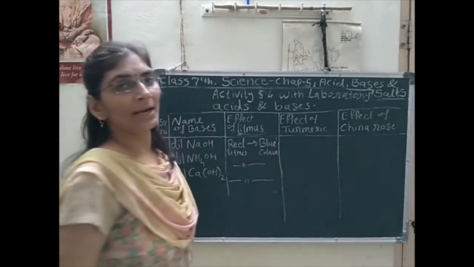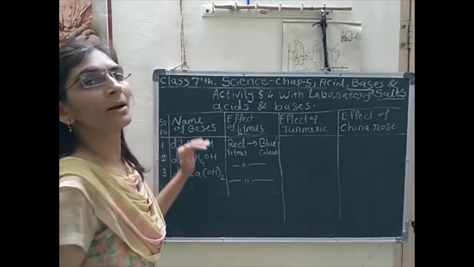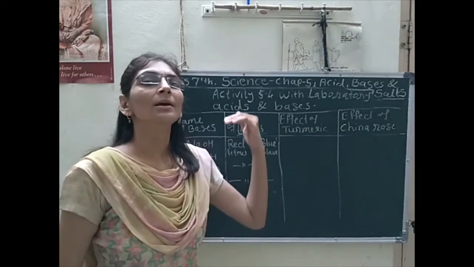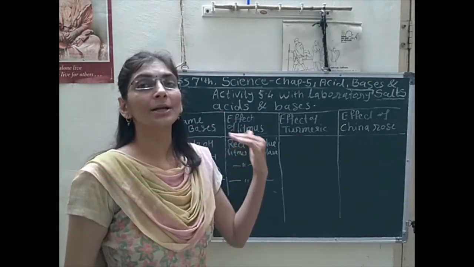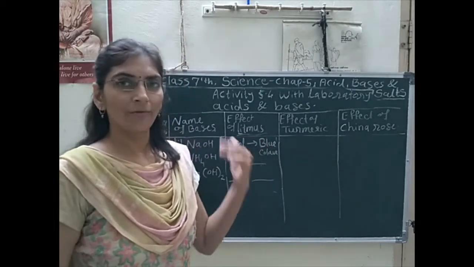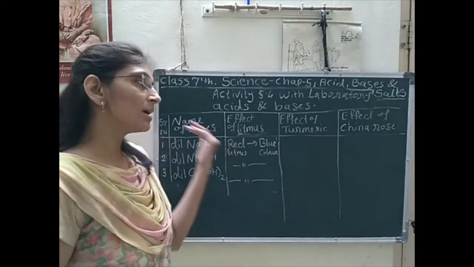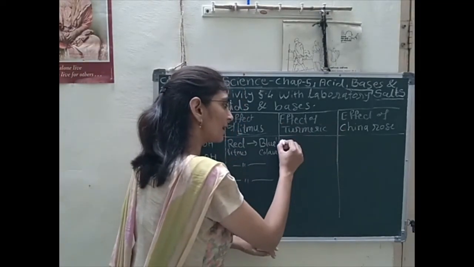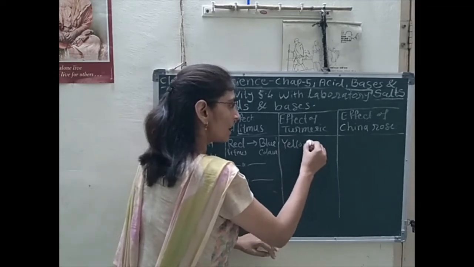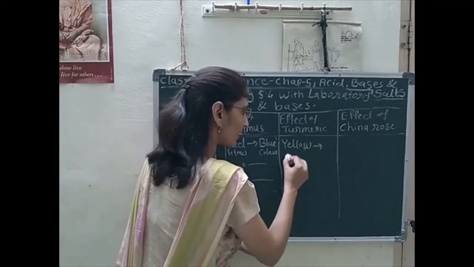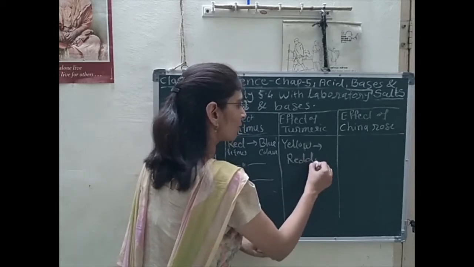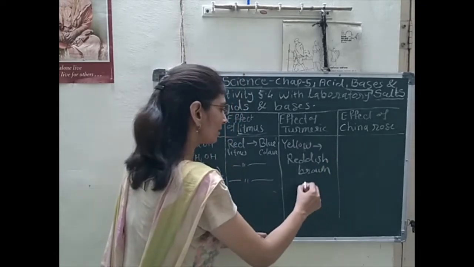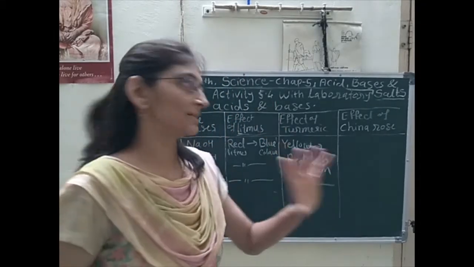The turmeric indicator is initially yellow in color, and when it reacts with the bases it will turn into reddish brown color. We have seen this in our activity in the previous lecture, that the yellow turmeric indicator changes into reddish brown color. Yes, that result we will get for all those samples of bases.